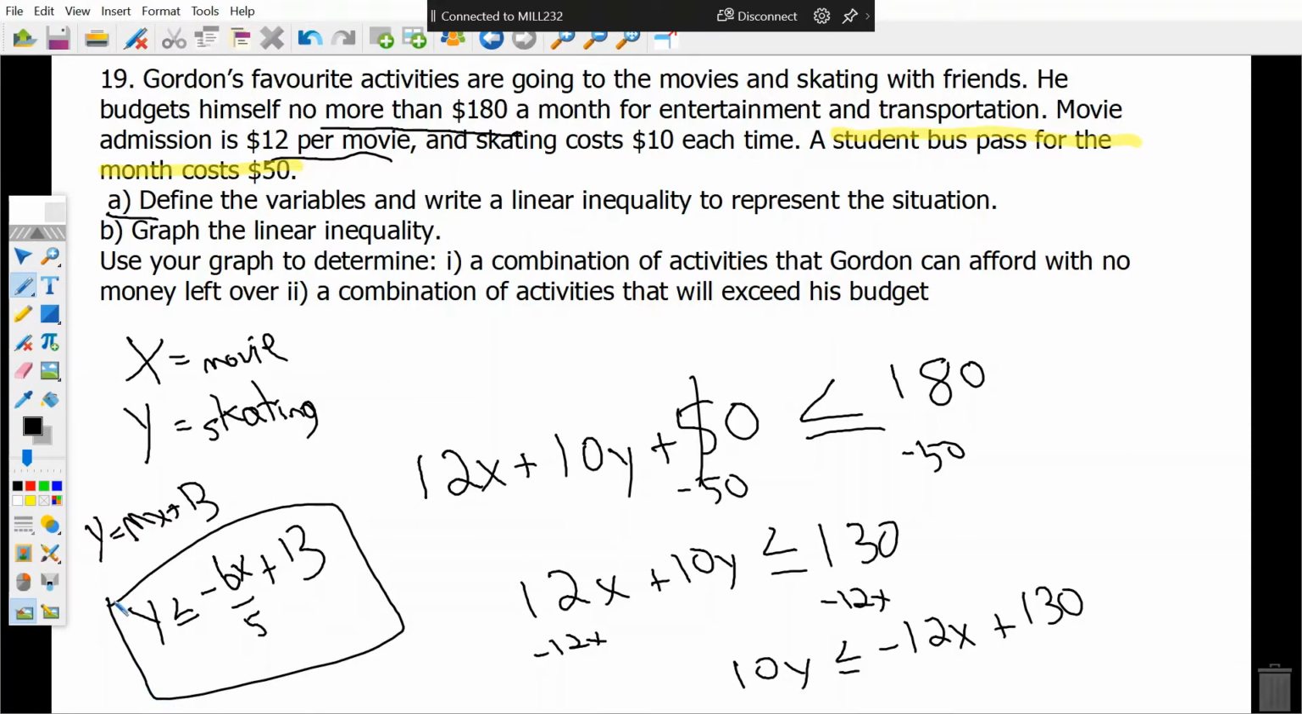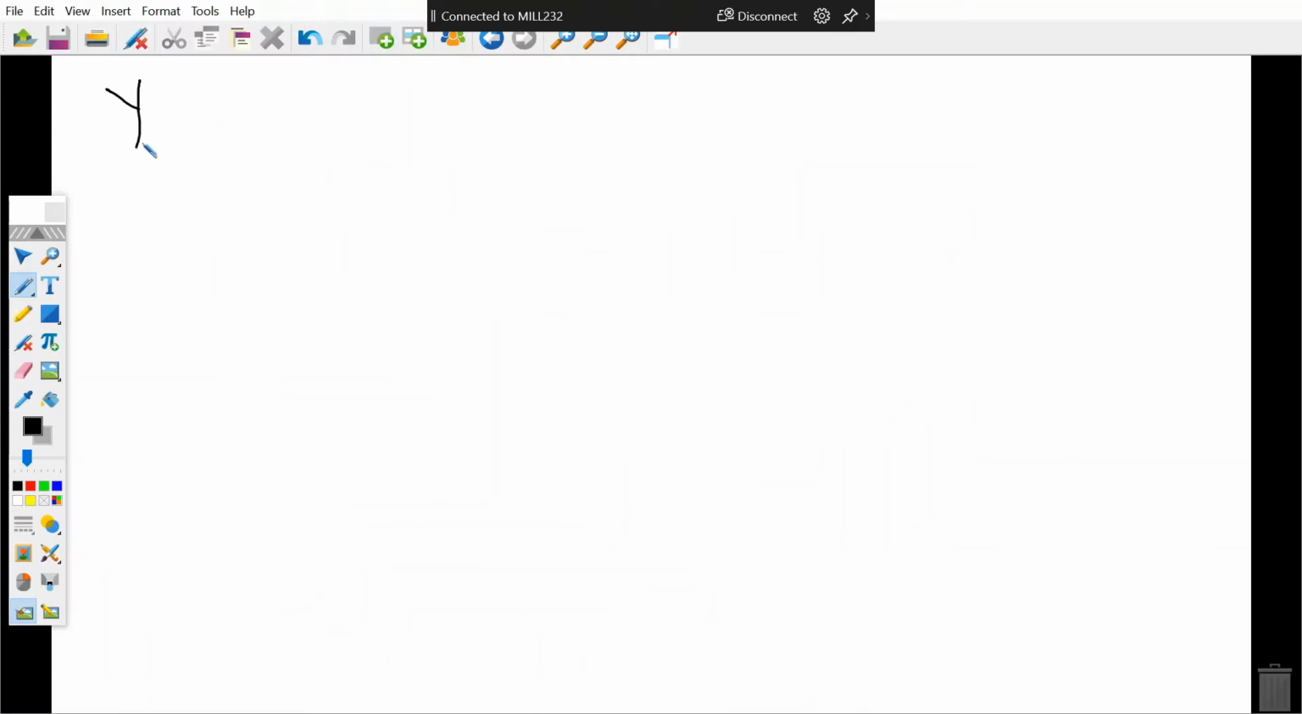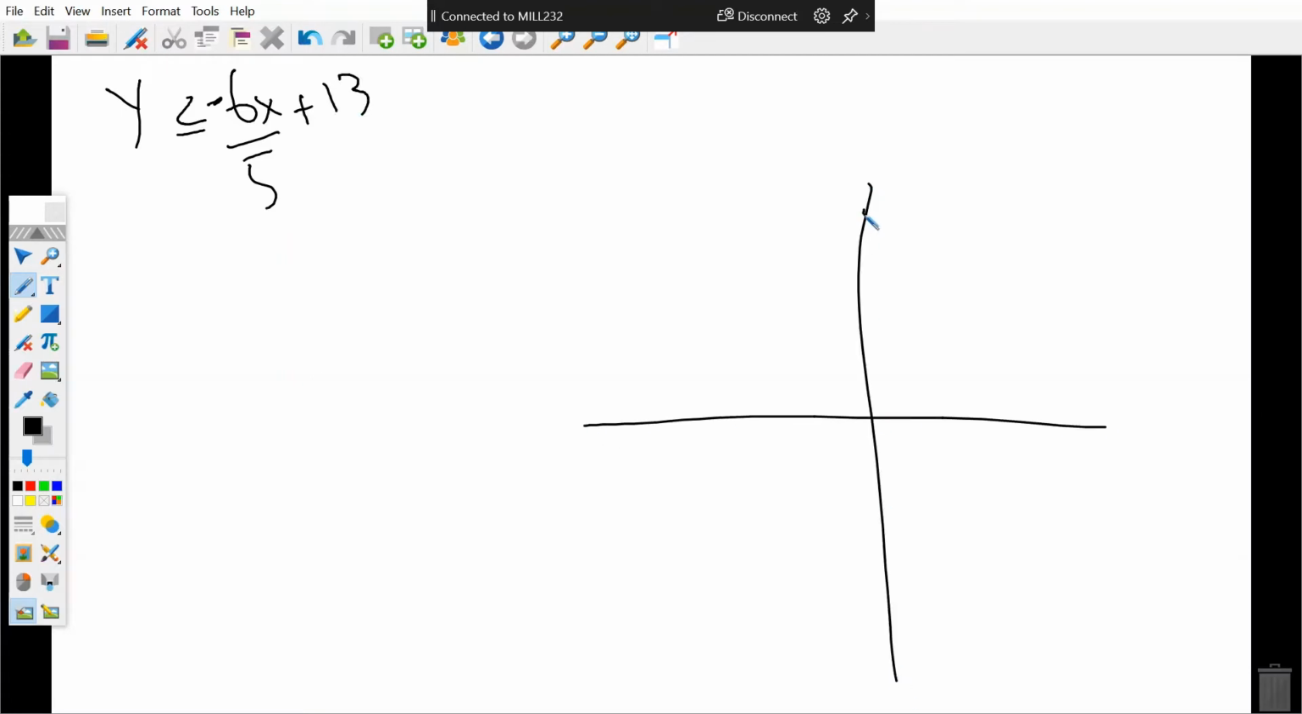Now it wants us to graph that, okay? So I'm going to go to the next slide. I'll write down the equation. Was it negative 6 over 5? Yep. Negative 6x over 5 plus 13. To graph that, I go to 13. It's my y-intercept. My slope is negative 6 over 5, so down 6 over 5. Again, much easier when you have an actual graph to work with. Connect those dots.